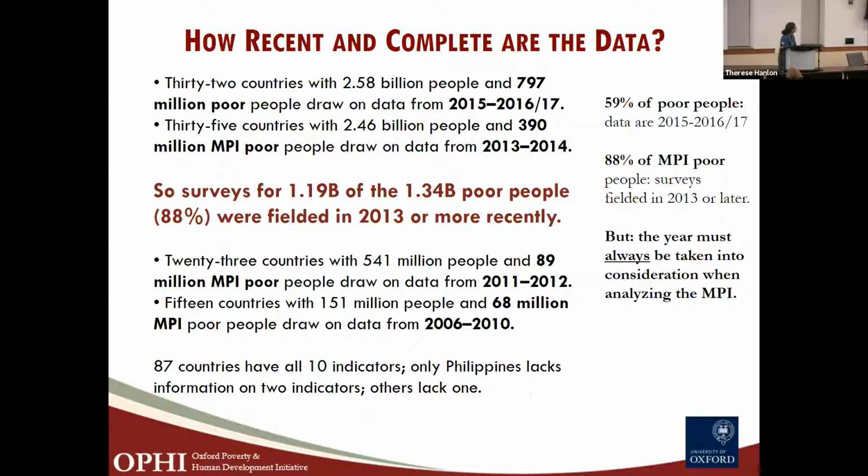And also a question is about the indicators. So 87 of the countries have all 10 indicators, but 7 countries each lack child mortality and nutrition data. And Philippines lacks 2 indicators. It's the only one. The others are just lacking one indicator.